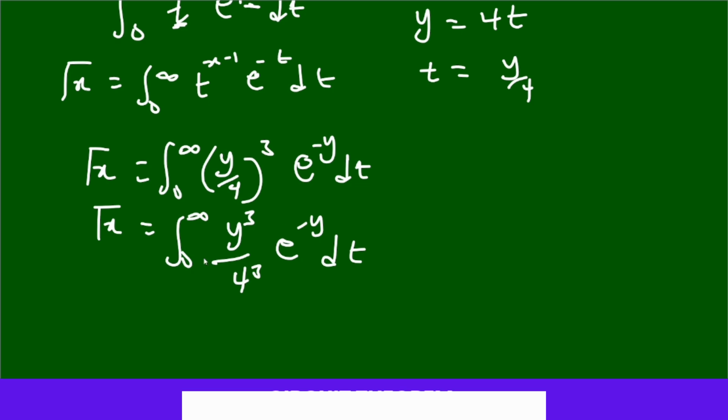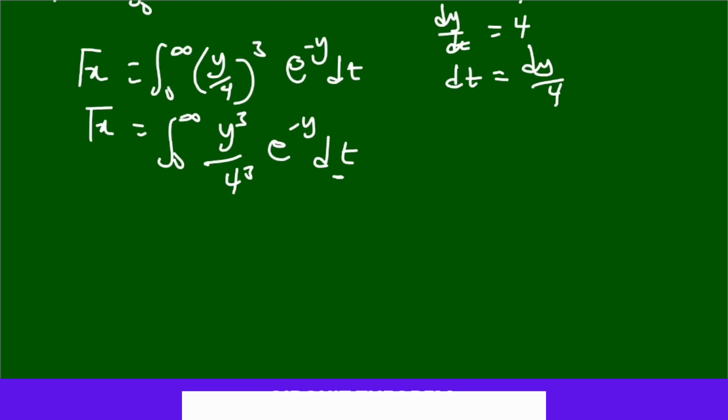Okay, very good. So we can see clearly that everything here is in terms of y, but we still have the t here. It means that we need to find ways and means to eliminate that. So we can find dy over dt, which of course will give us 4. It means that we can find dt. dt is given by dy over 4. So we can fix that one there.